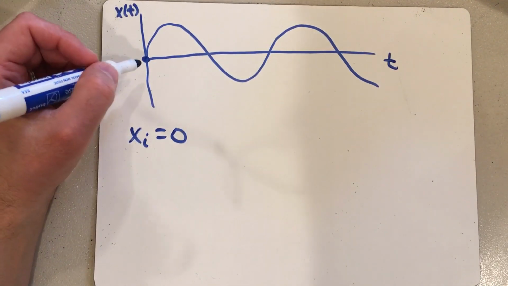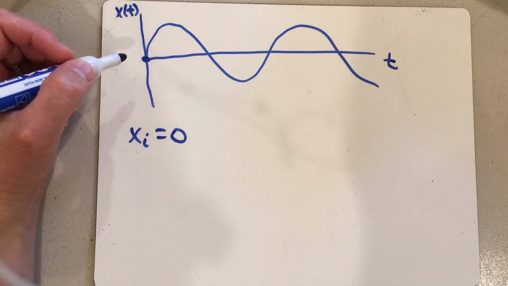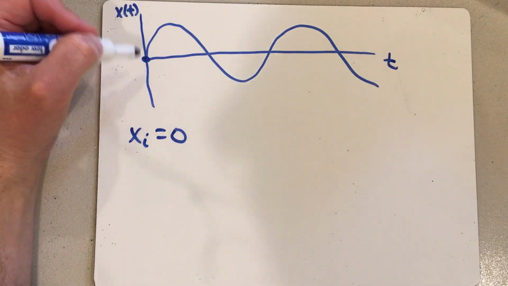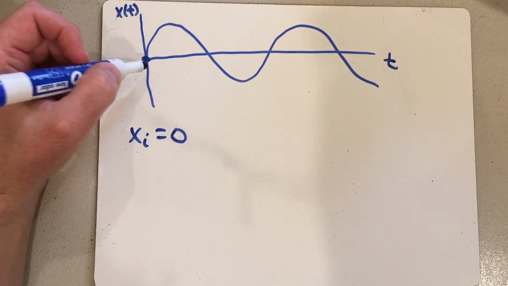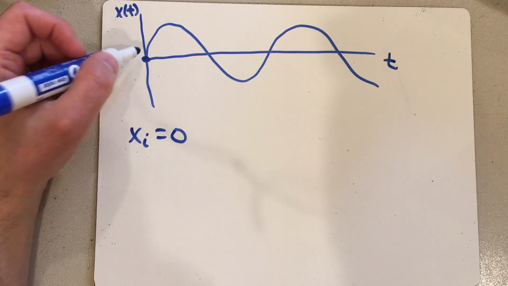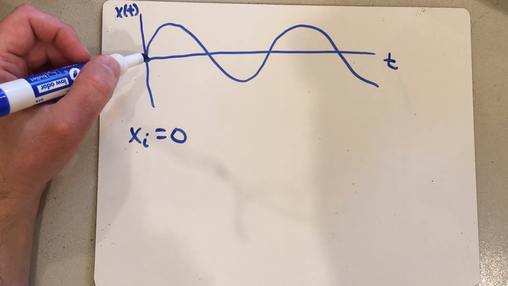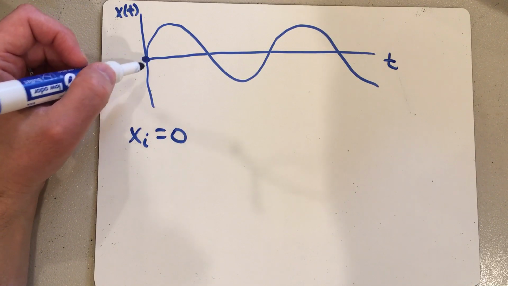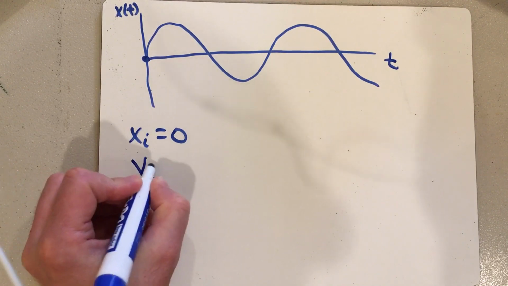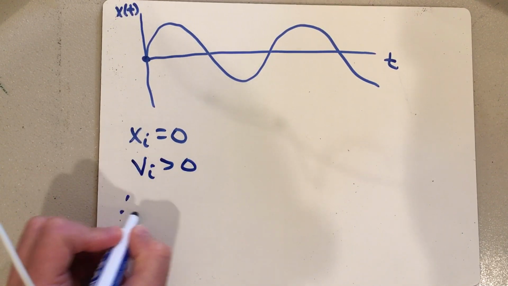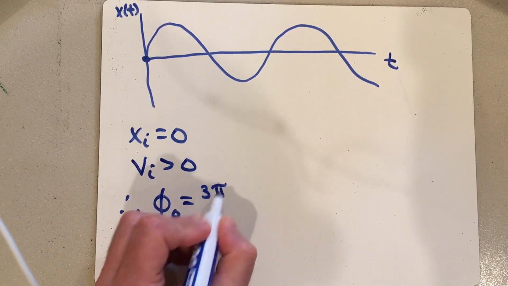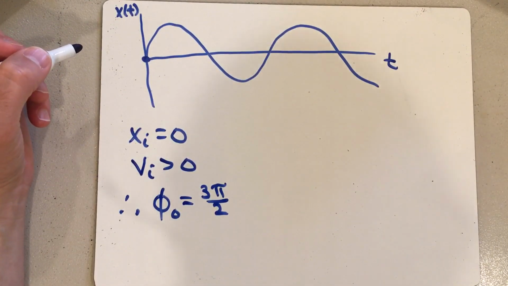Well, now I take a look at the slope. Remember, the slope of a position graph tells us the velocity. Okay. The slope of this, now I don't know what the slope is, but I can look at it and see that the slope is positive. Because the slope is positive, that means the velocity is positive at the beginning. So this started at the equilibrium, and it had a positive velocity at the beginning. So that tells me that v initial is greater than 0. Therefore, I know in this case, my phase shift is 3 pi over 2.